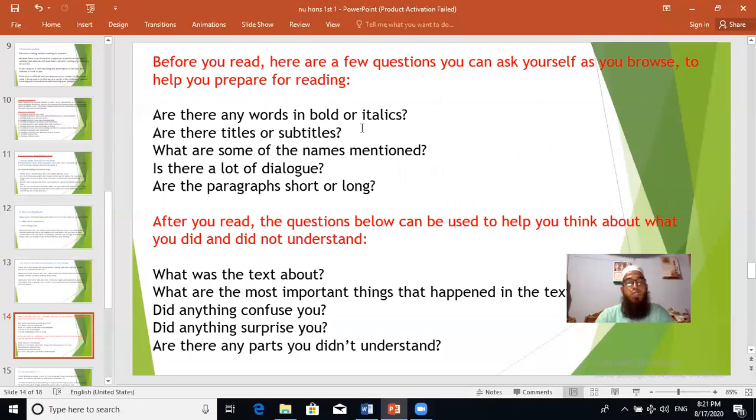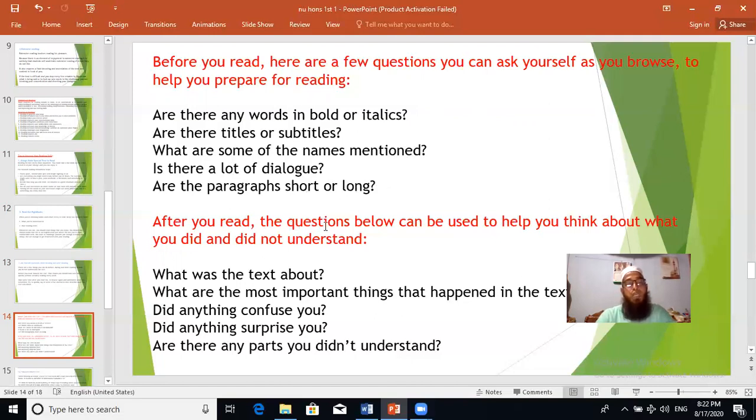So here are some questions that you can practice. Before you read, here are a few questions you can ask yourself as you browse to help you prepare for reading. Are there any words in bold or italics? Are there titles or subtitles in the passage? What are some of the names mentioned there? Is there a lot of dialogue? Are the paragraphs short or long? So these are the questions you may ask before starting reading.